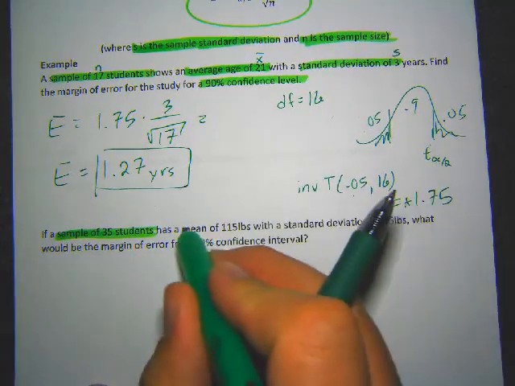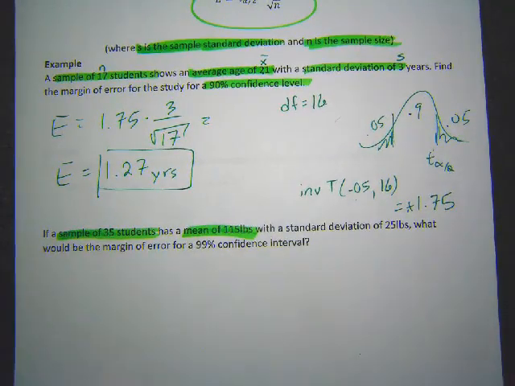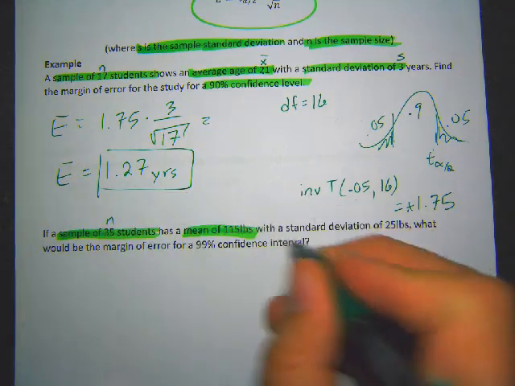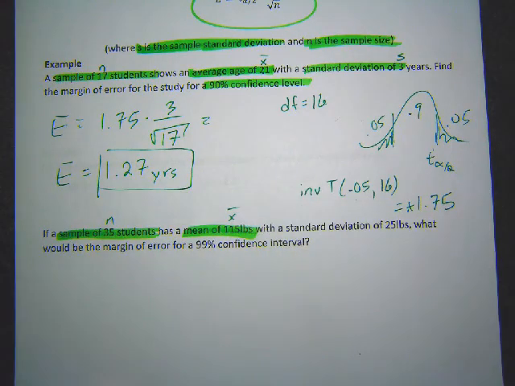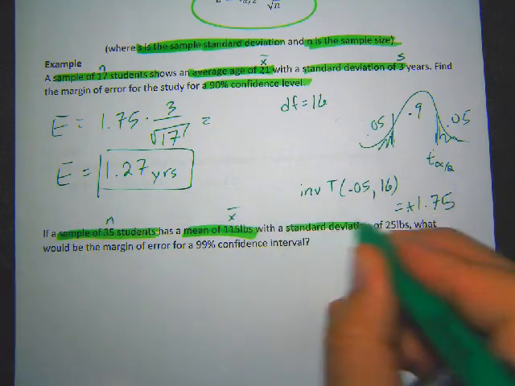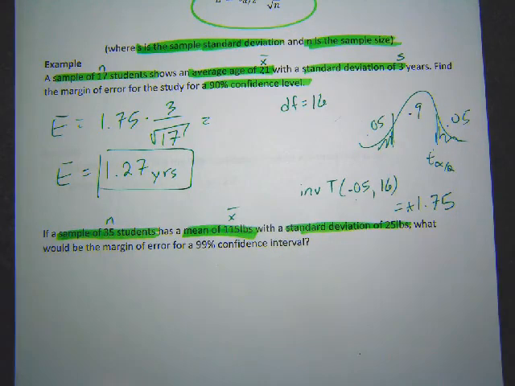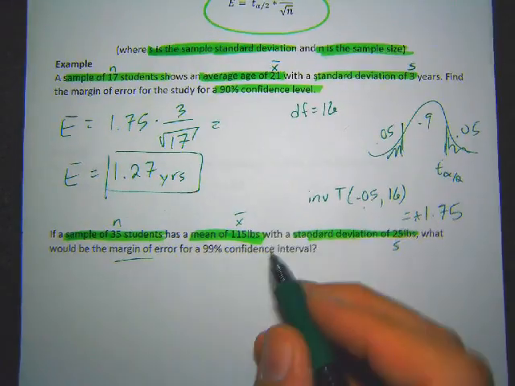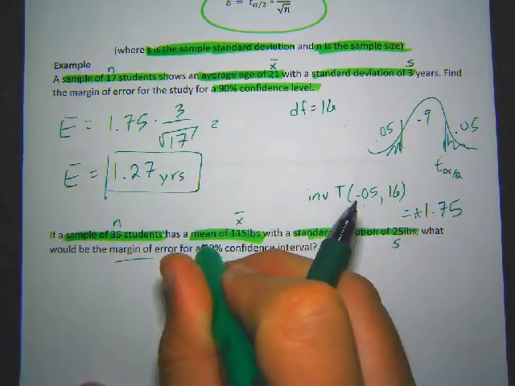They have a mean of 115 pounds, so that's average. The sample size is n, the mean is x bar, your sample average. The standard deviation of 25 pounds is your sample standard deviation s. That'll be the margin of error, so again we're looking for the margin of error for a 99% confidence interval.